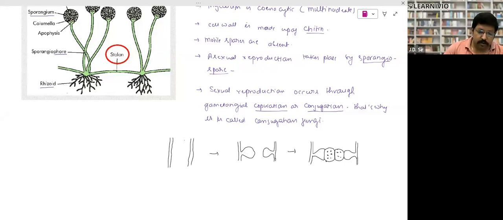Both of them are called gametangia. This is a hypha, and this is also a hypha. And these gametangia will fuse, right? This kind of reproduction is called gametangial copulation or conjugation. Is that clear? So this kind of sexual reproduction is formed.